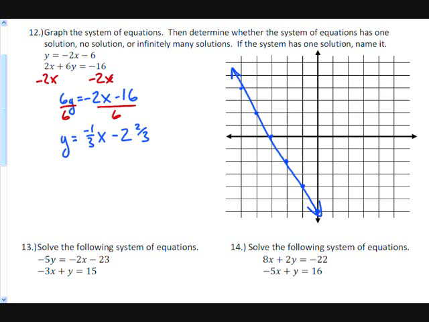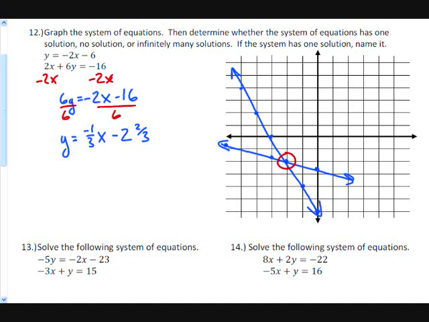And now when I graph this, -2 2/3 is right around here. A slope of -1/3 means I would go up 1, back 3, which puts me right around here. And then I would do that again, up 1, back 3, puts me right around here. And now when I graph that, I do the best job that I can do. And I should be able to see now that they intersect at this point.